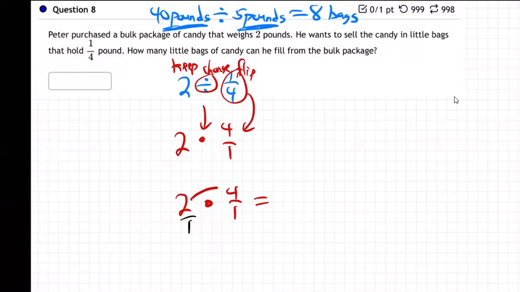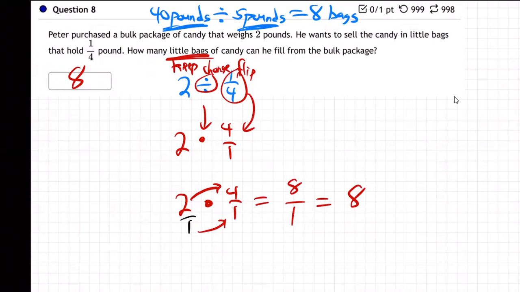Now we multiply 2 times 4 is 8. 1 times 1 is 1. And 8 divided by 1 is the same as 8. How many little bags? 8. He can make 8 little bags.